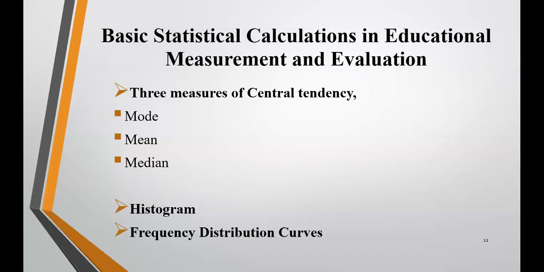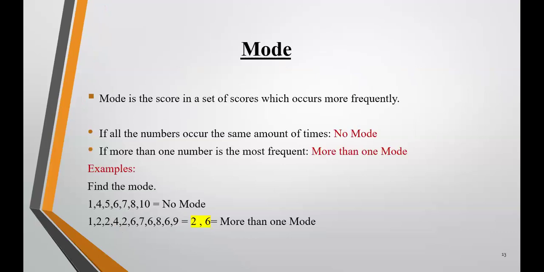Thank you, Rashida. We are looking at this topic under the three measures of central tendency, histogram, and the frequency distribution curve. The three measures of central tendency are mode, mean, and median. When we take mode, it is the score in a set of scores which occurs most frequently. That means the score obtained by the most people in the group. On some occasions, all the numbers occur the same number of times. There we can't find the mode. On other occasions, more than one number is the most frequent. At that time, we can find more than one mode. In the first example, there is no mode, and in the second one, we can find the numbers 2 and 6 occur 3 times.